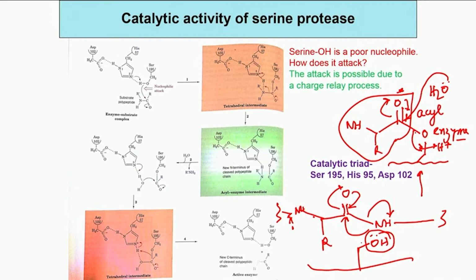People then realized when they checked many of these serine protease class of enzymes, they found that in the enzyme there are always 3 particular amino acids which are present at particular sites. There is a serine, for chymotrypsin, at amino acid 195. That means the 195th amino acid is a serine.